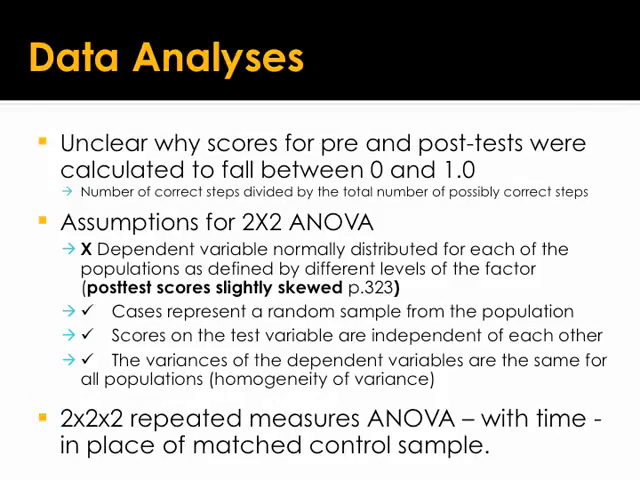In terms of a critique of the data analyses, it's unclear why scores for the pre and post tests were calculated to fall between 0 and 1. This was the number of correct steps divided by the total number of possibly correct steps, but it's unclear as to why they made that decision.